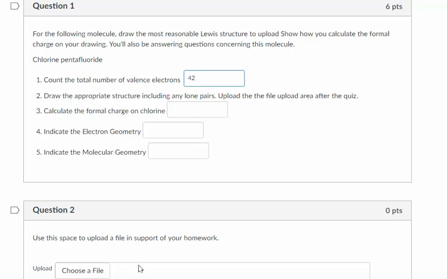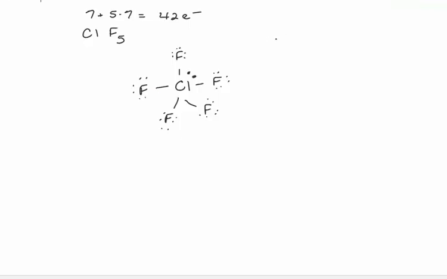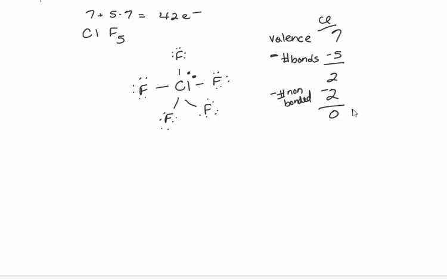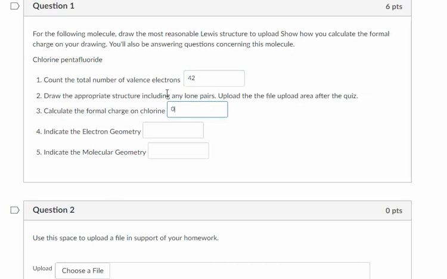Now we need to calculate the formal charge on chlorine. To calculate the formal charge, we start with the valence electrons. Chlorine comes in with 7 valence electrons. We're going to subtract the number of bonds around that atom. Then we subtract the number of non-bonded electrons, not pairs, the actual number of electrons. So the formal charge on chlorine is 0, and that needs to be entered here in the box.